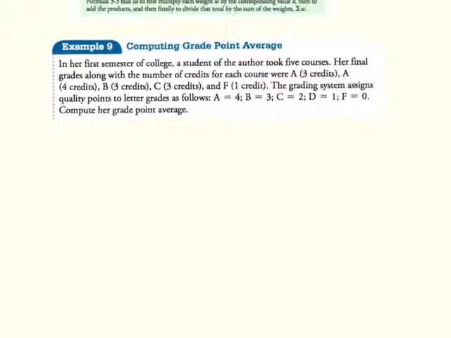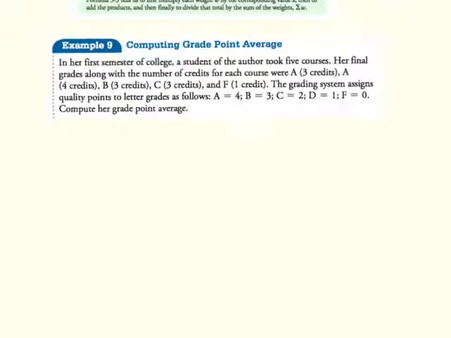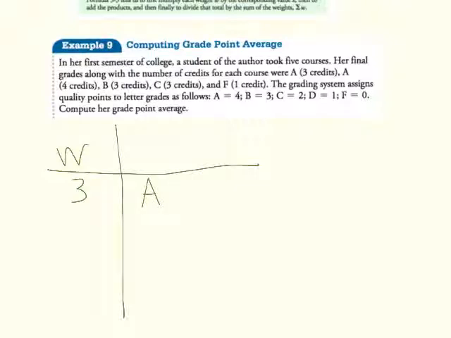All right, so let's scoot down just a little bit. Okay, and I'm going to kind of list this out. The weights are our credits, okay? So she's got one class with 3 credits, and in that class she received an A. Oh, and I didn't even read it. It says in her first semester of college, a student, the author, took 5 courses. Her final grades, along with the number of credits for each course, were A with 3 credits, A with 4, a B with 3 credits, a C with 3 credits, and an F with 1 credit.